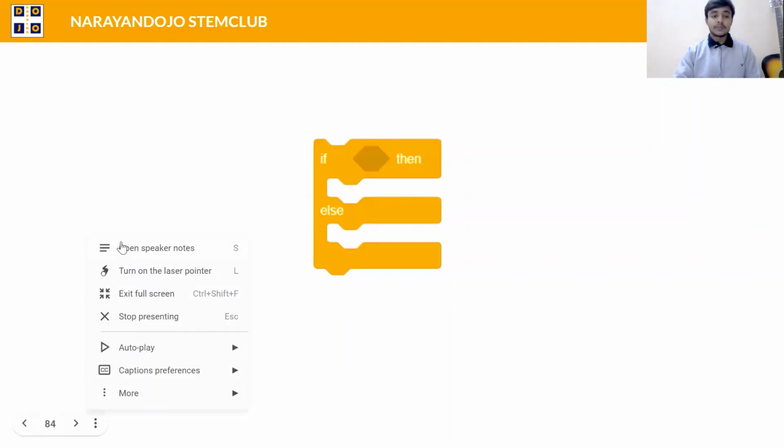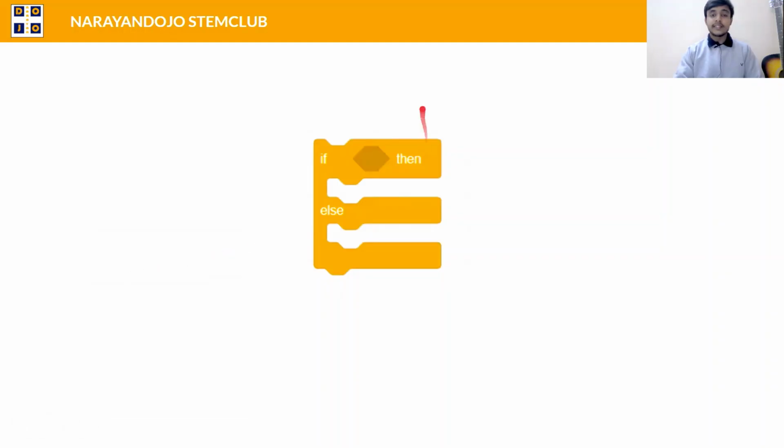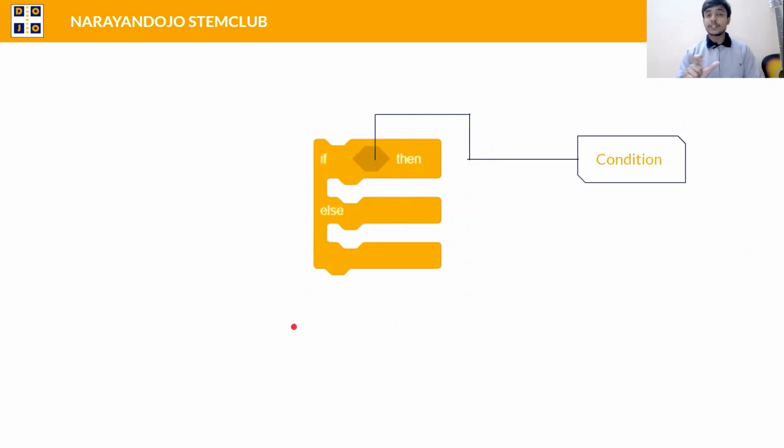In this hexagon block, we put the condition. You can find this block under the control section in the Scratch editor. If the condition is satisfied, if the condition is true, then write the set of instructions for performing the action below the if. And if the condition is not true, if it is not satisfied, then write the set of instructions below the else.